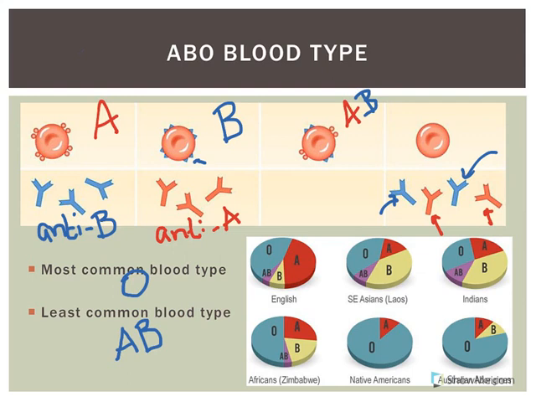And the Aborigines, it's a large percent, probably over 45% are type O, and then you have a little bit of A and B.